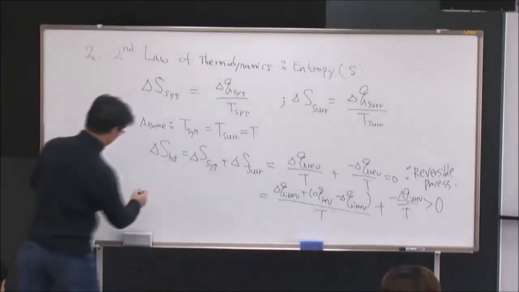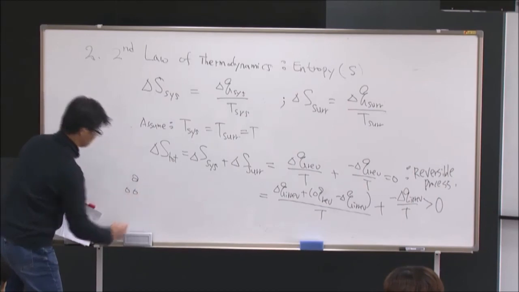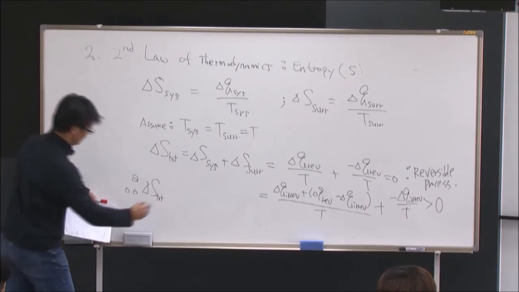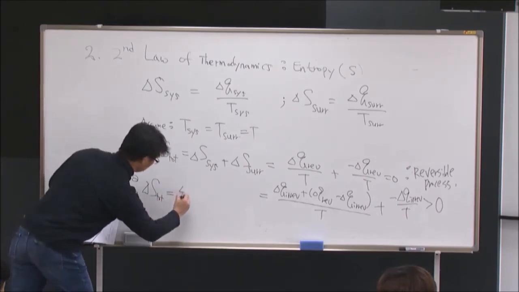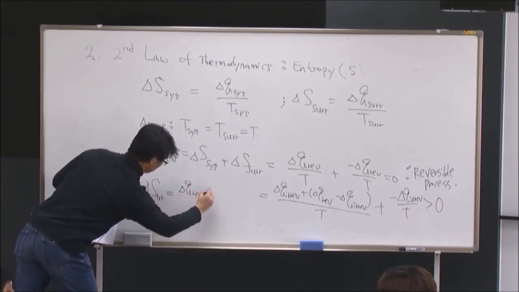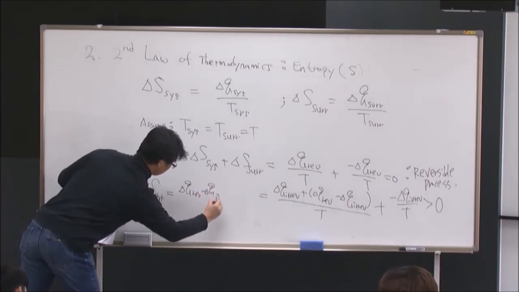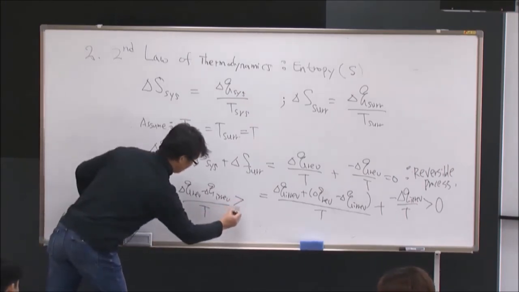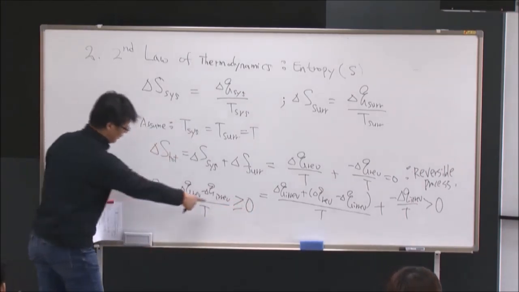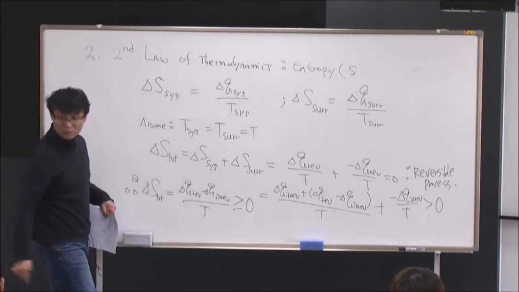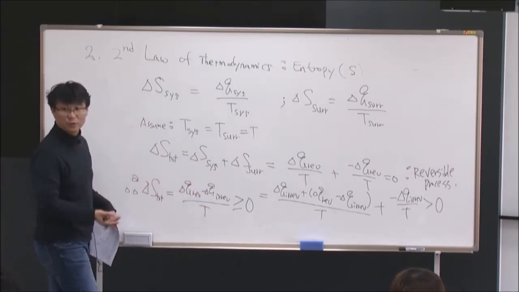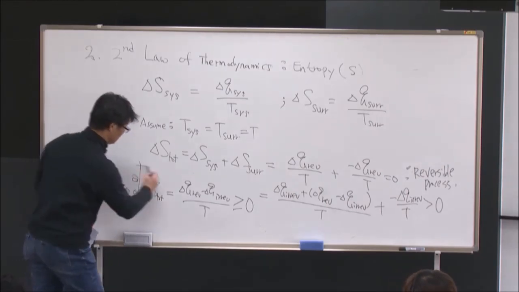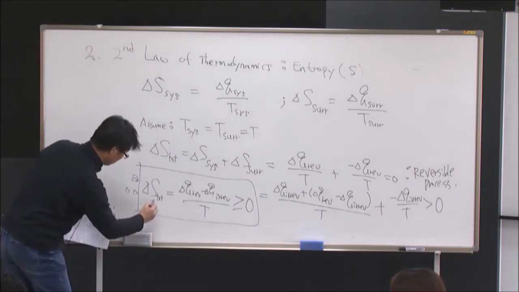So delta S total equal to delta Q reversible minus delta Q irreversible over the T. And this is always higher than 0. When it's reversible process, this is same, so it's 0. When it's irreversible process, it's higher than 0. Okay? And total means universe.